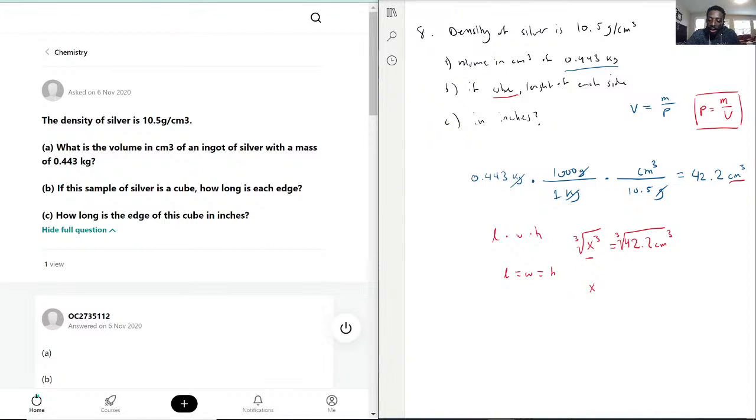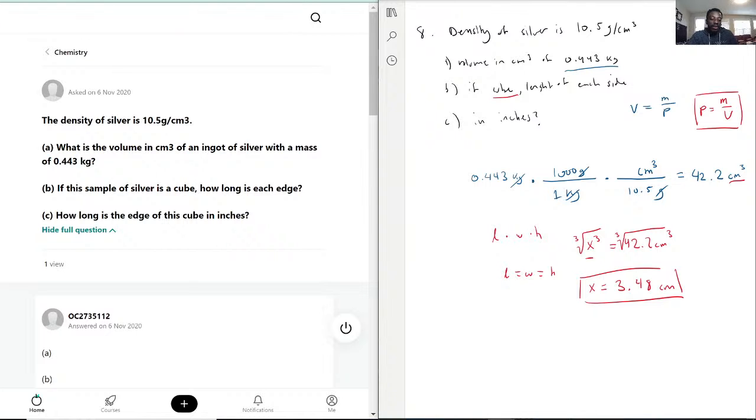That would be the length of at least one side in centimeters, just because you have to keep track of units. So the 42.2, now let's take the cube root of it, okay, and we get 3.48, if you round it there, centimeters. That is the length of one of the edges, okay?